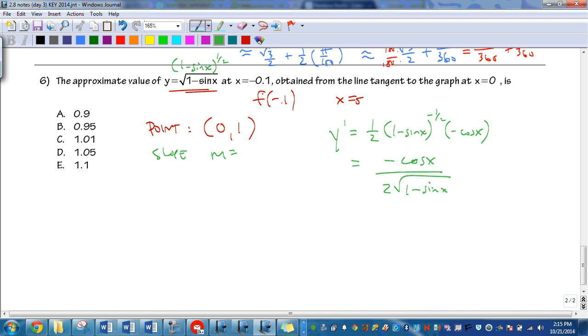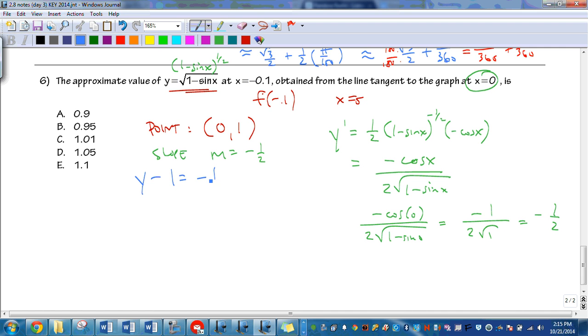We want to figure out this derivative at x equals 0. So if we put 0 in, we have negative cosine of 0 all over 2 times square root of 1 minus sine of 0. So cosine of 0 is 1, we end up with negative 1 on top. Sine of 0 is 0, so we end up with 2 square root of 1. We end up with a slope of negative 1/2. So we have our point and our slope. y minus 1 equals negative 1/2 times x minus 0. So really we get y equals 1 minus 1/2 x.